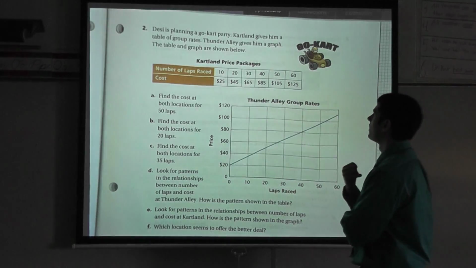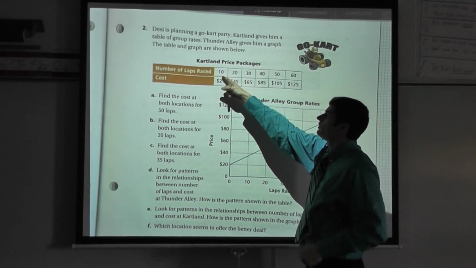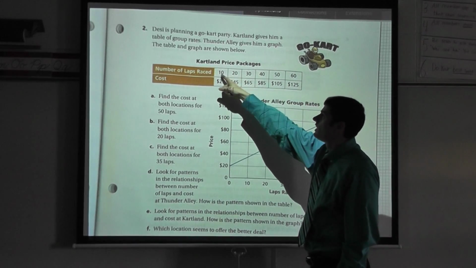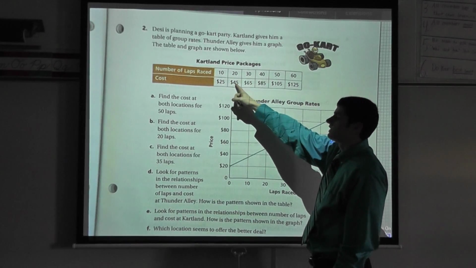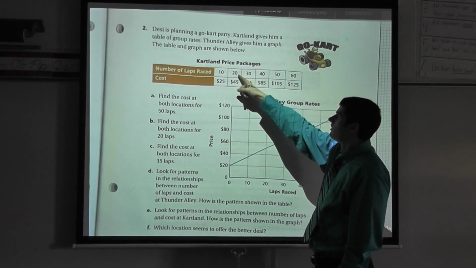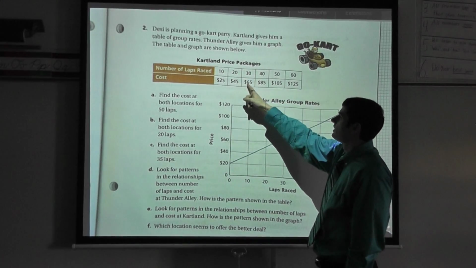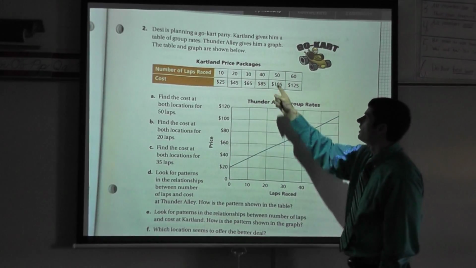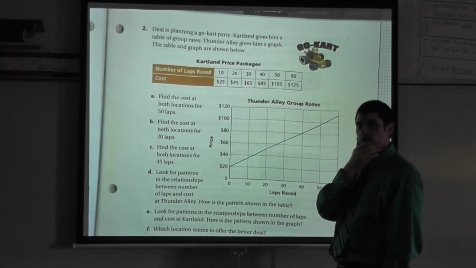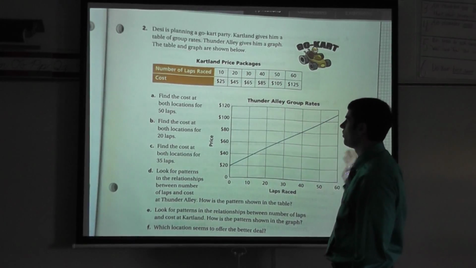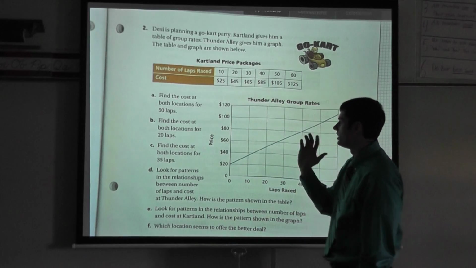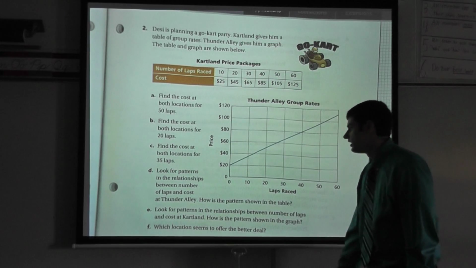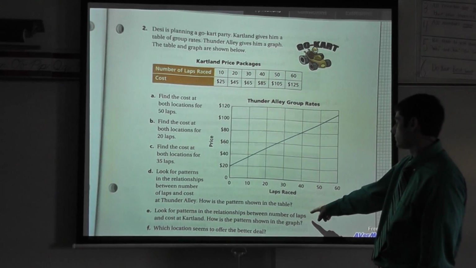As I'm looking up here, I noticed that to do 10 laps, it cost me $25. At 20 laps, there was a $20 increase, so the number of laps doubled, and the price increased by $20. Then for another 10 laps, I had to pay $20 more. For another 10 laps, $20 more. Another 10 laps, $20 more. So I noticed that for every 10 laps, I was adding on $20 to our original starting price. Kind of interesting.